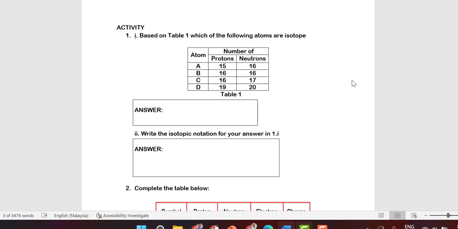Next part is example. So based on table 1, which of the following atoms are isotope? Okay, so isotope means that 2 or more atoms, same number of proton, different number of neutron or nucleon. So right here we have B and C, same number of proton. So B and C are isotope.